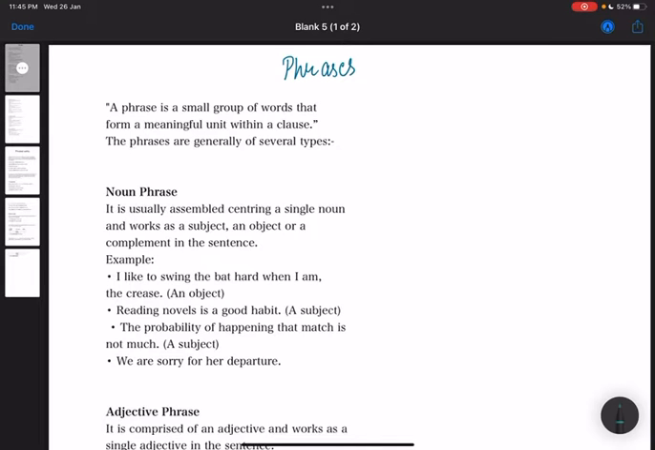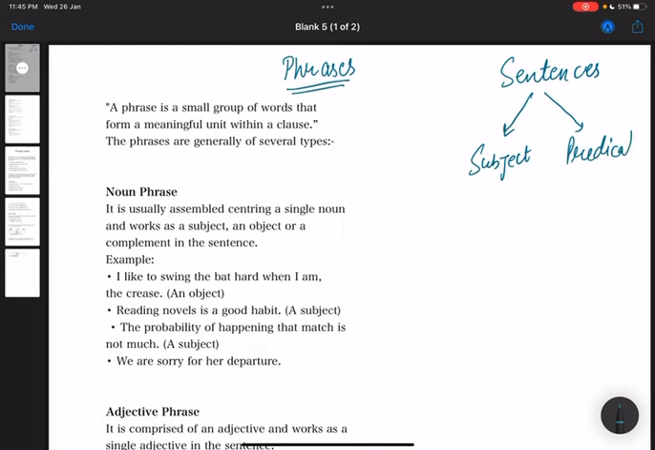Hi everyone. So today we are going to do the topic of phrases which we started last time, and today we are going to do its further types and see some examples as well. So last time we did the topic of sentences and we studied what basically a sentence consists of, and it was the subject and the predicate.